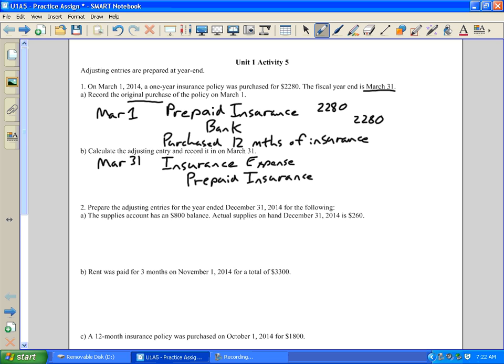All right. Now, our calculation is going to look like this. Since we used only 1 month up, we're going to have to divide that 1 month by the full 12 months that we're going to use over the course of this insurance policy and multiply that by $2,280. That equals $190. So that's our entry. 190 debit to insurance expense and a 190 credit to prepaid insurance because we've reduced the prepaid insurance amount by $190 because we've used that.